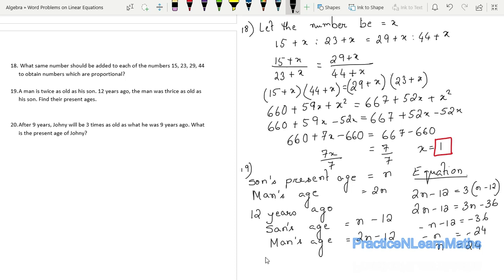So the son's present age is equal to 24 years and the man's present age is double of that, that is 48 years. And that is the answer.